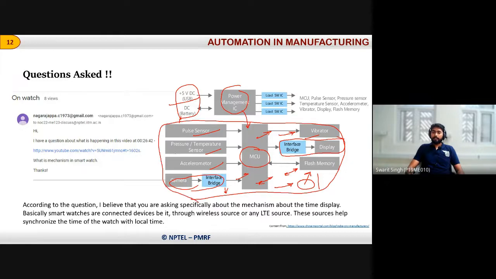And as it says, for time control, usually all the smartwatches connect mostly with our mobile phone or cellular network, and some may be connected through other wireless sources. With that and with the help of GPS, it automatically synchronizes with the local time of the place where we are using the smartwatch, right? So I hope the working and the mechanism of the smartwatch is clear now.